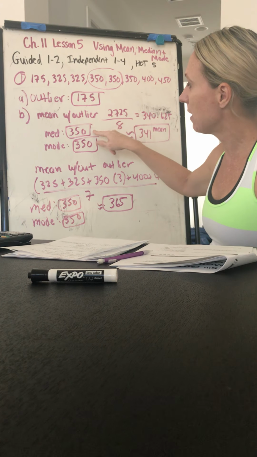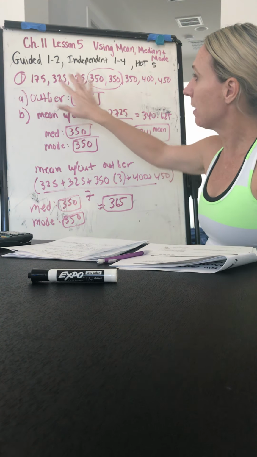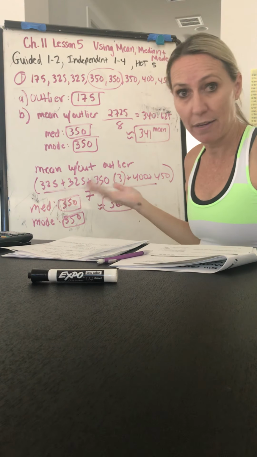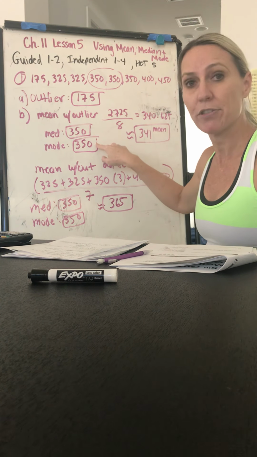If you said the median, because there was an outlier and the median was right in the center, I used the median. That would also work. Both of those are great measurements for this.